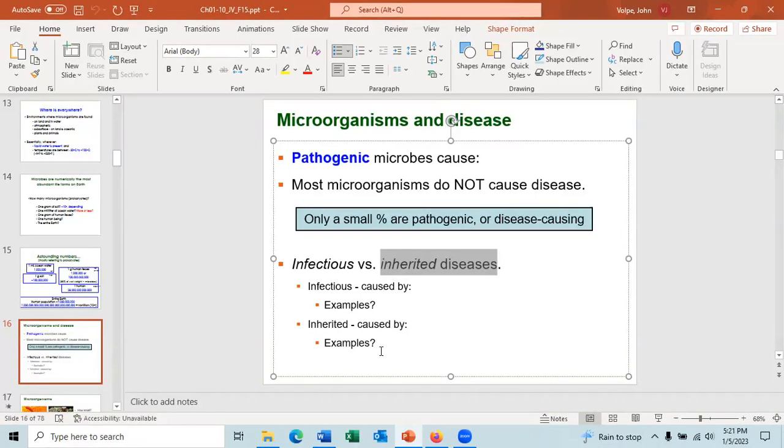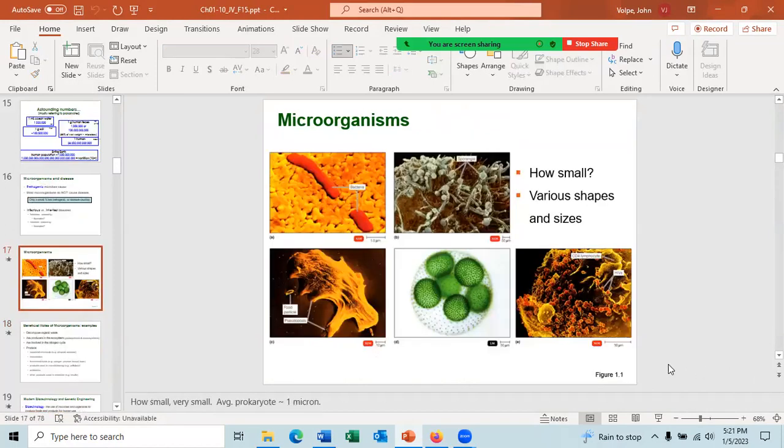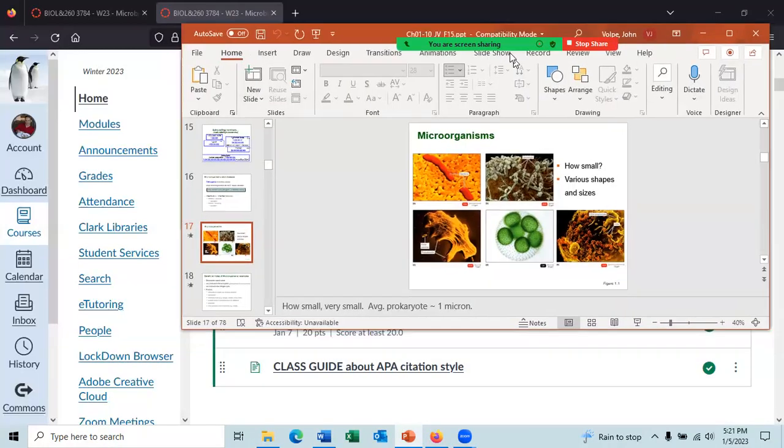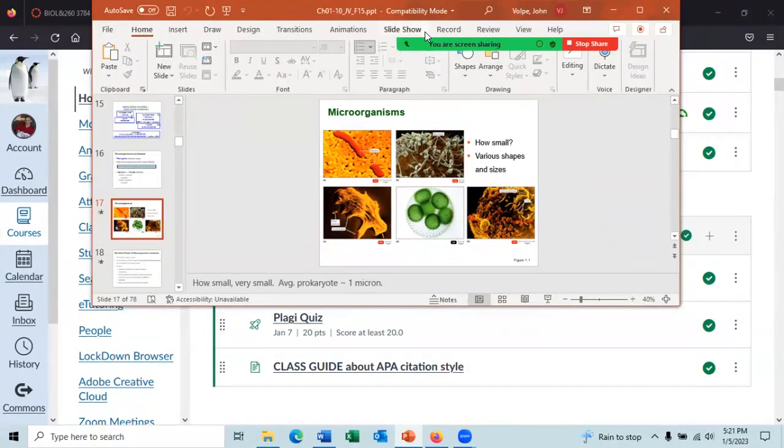Any questions about the difference between an infectious disease and an inherited disease? All right, let's move on. We talked about microorganisms and we said they're small. How small are they? Let me blow this up if I can. Got to get this out of the way. That didn't help.